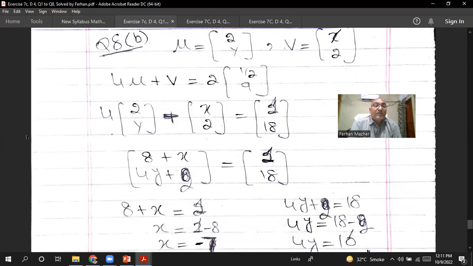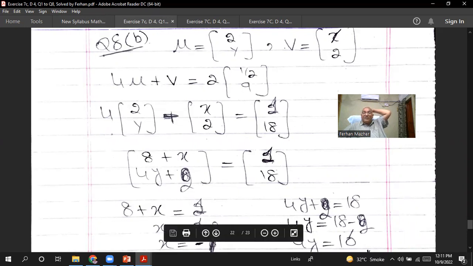So you will have 4, then you will have a column vector, the value of u is (2, y). And then you have plus v value (x, 2) equals 1 by 2 and 9. Then this 2 will multiply with the 1 by 2. 2 will be cancelled. You will have 1. When the 2 will multiply with the 9, it will be 18. So here you will have 4 2s are 8 plus x, and downstairs you will have 4y plus 2 equals (1, 18). This upstairs thing is equal to this thing.